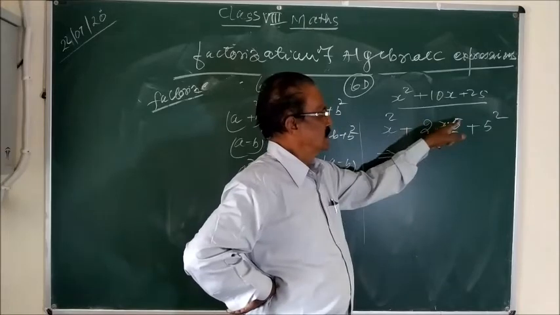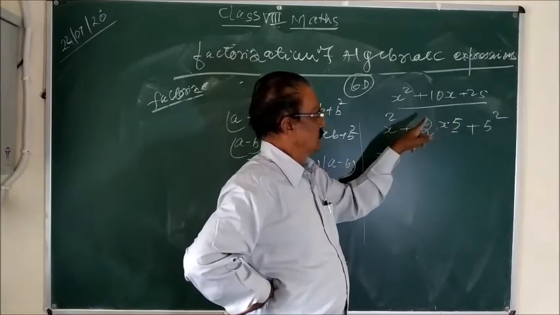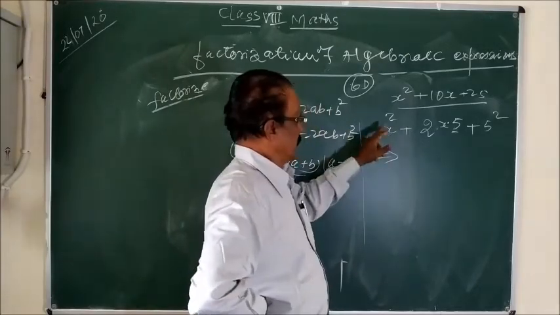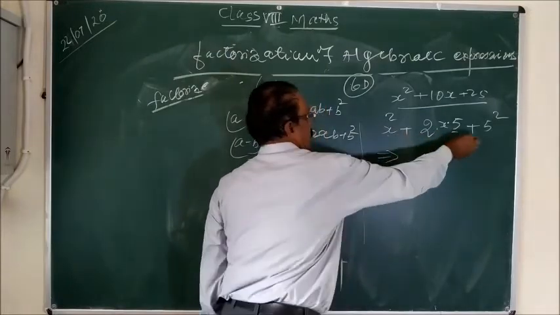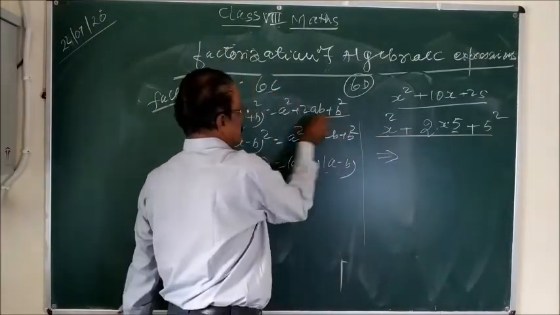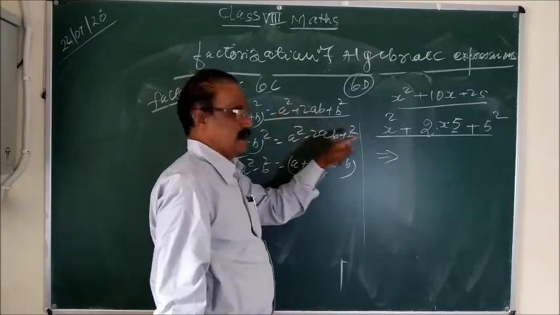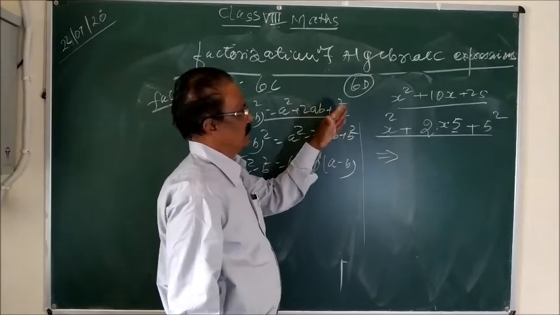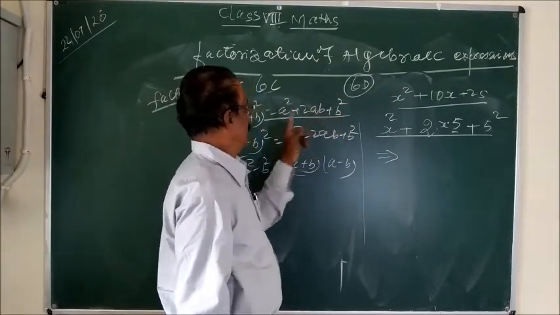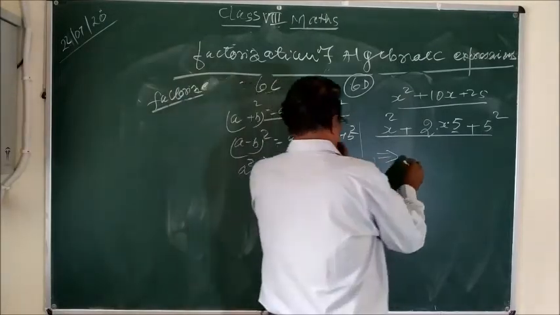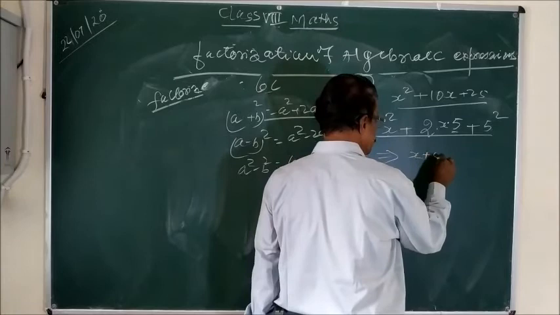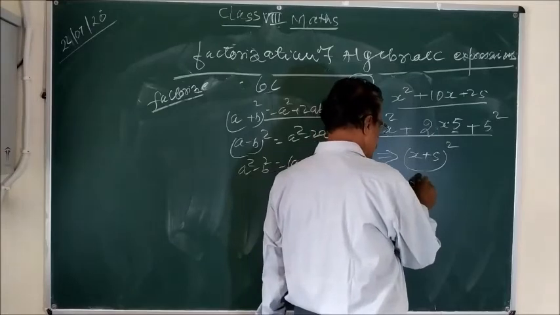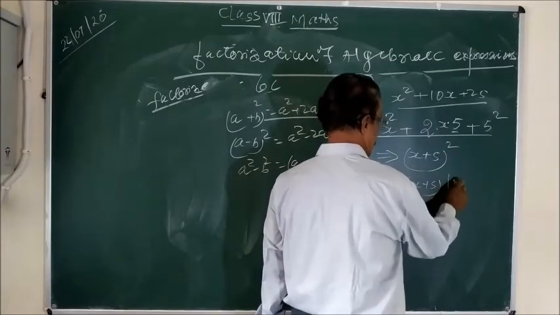Why have we taken 5 here? Because compare 2ab with a square plus 2ab plus b square. If you compare, what do you see? A square or x square, 2ab is 2 into x into 5, b square is 5 square. The formula for this is a plus b whole square. So this will be x plus 5 whole square, or square means x plus 5 into x plus 5.